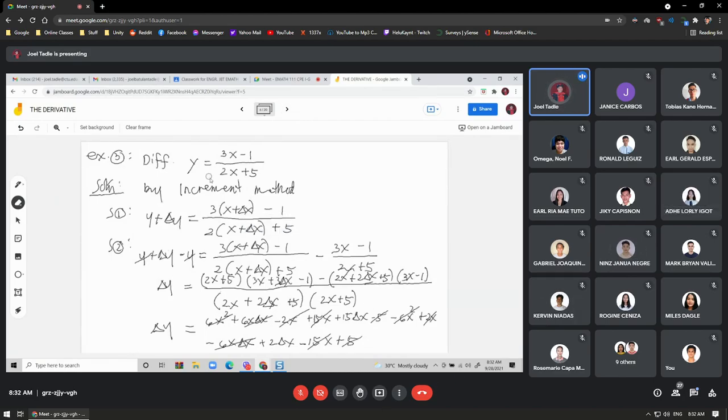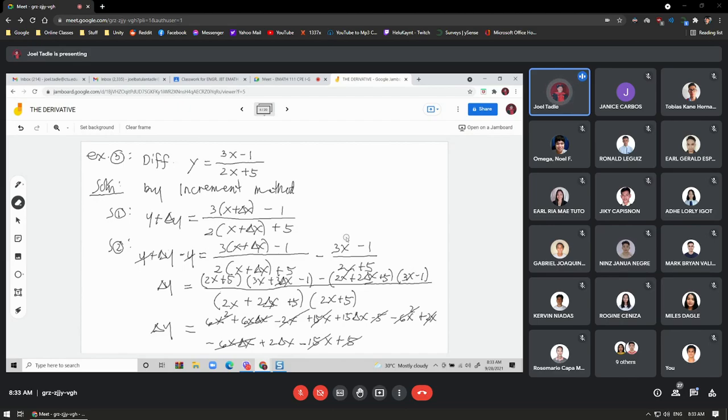So what if the given is a quotient? So 3x minus 1 over 2x plus 5. Using the increment method or the 4-step rule, we just follow the 4 steps, no?